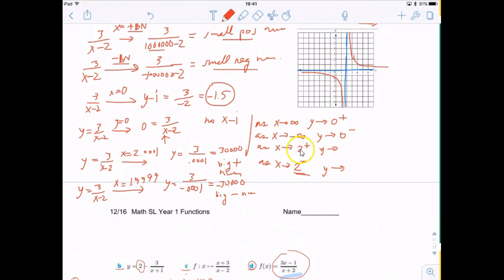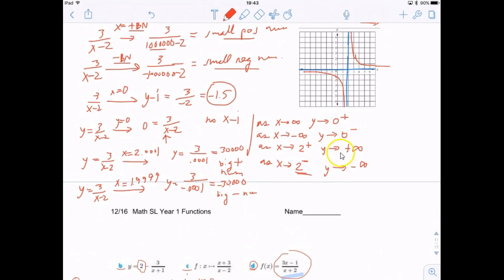Oh, I did forget to note, so as x approaches 2 from the right, I get a positive big number, also known as positive infinity. As I approach 2 from the left, I get a negative big number, also known as negative infinity. So that's how you would note that.